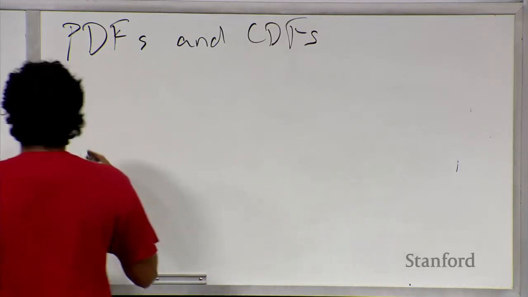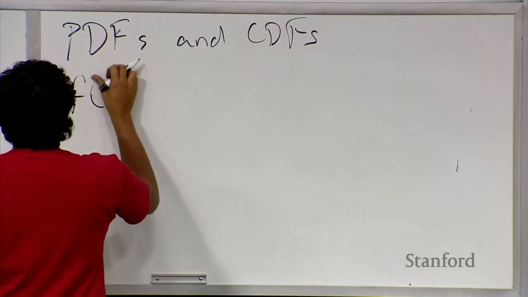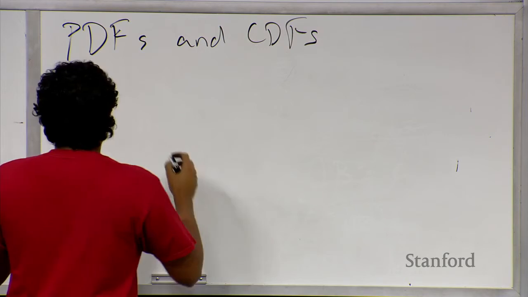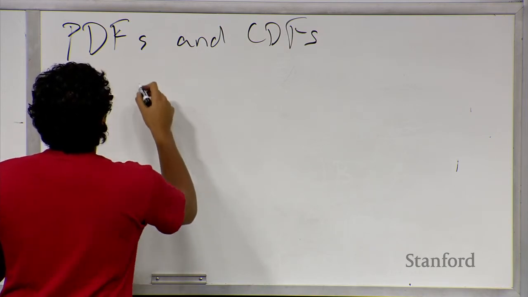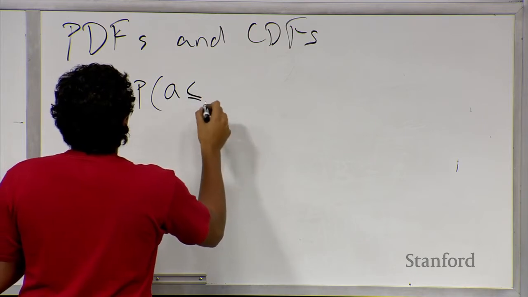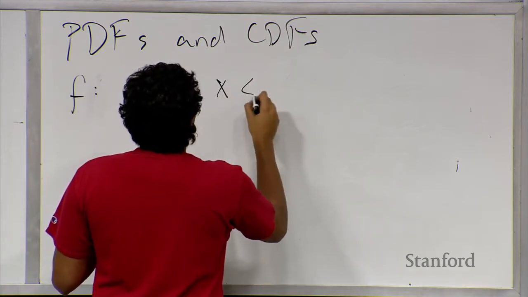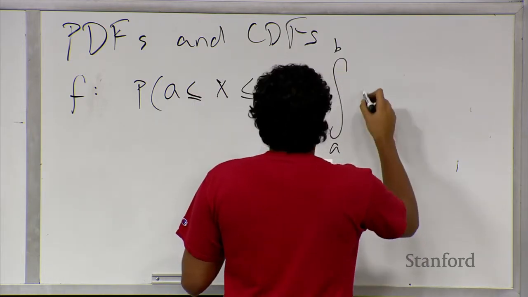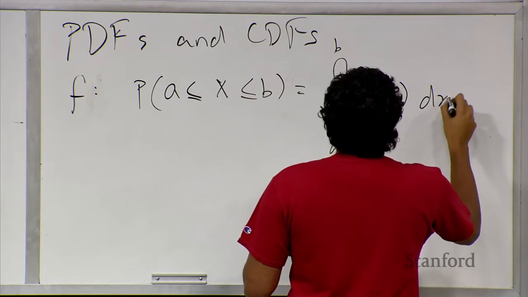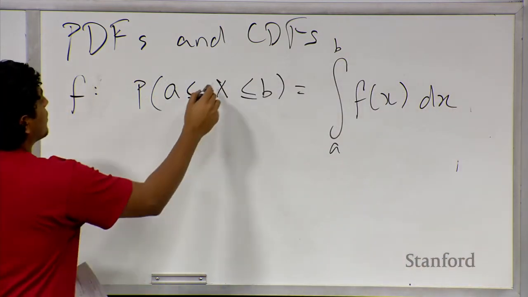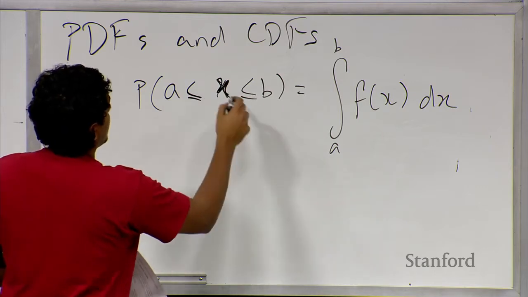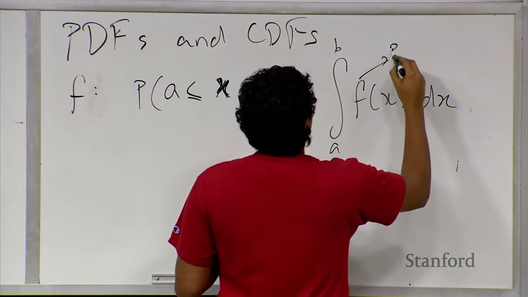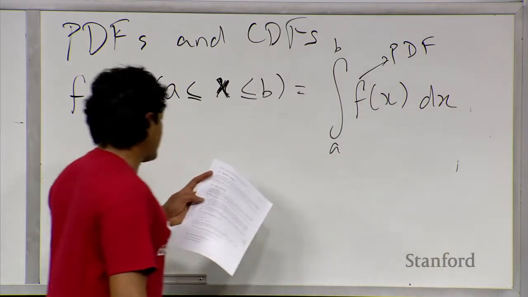So this is generally denoted by F, the probability density function. So what this means is that the probability that A is less than or equal to X is less than or equal to B is the integral from A to B of F of X dx. Okay, so the probability that our given X lies between A and B is given by this integral, and this F is known as the probability density function. Okay, so F has some properties.